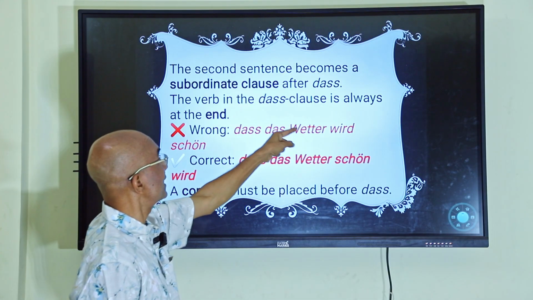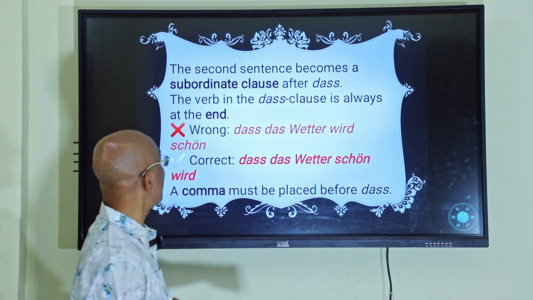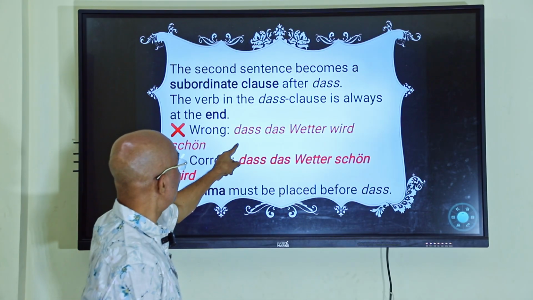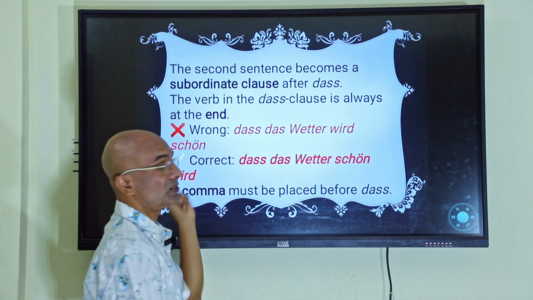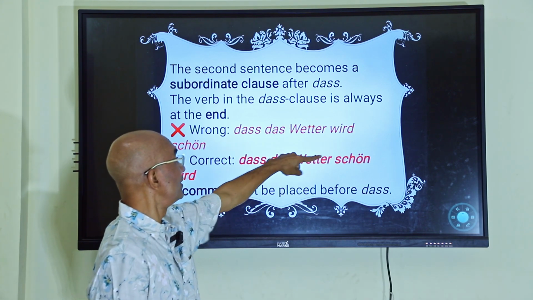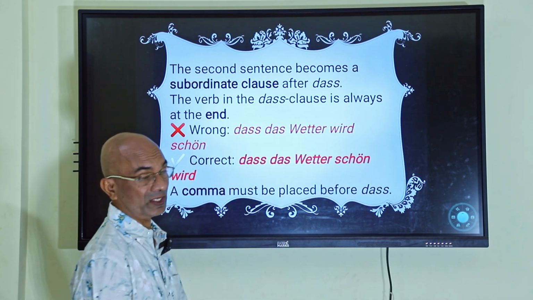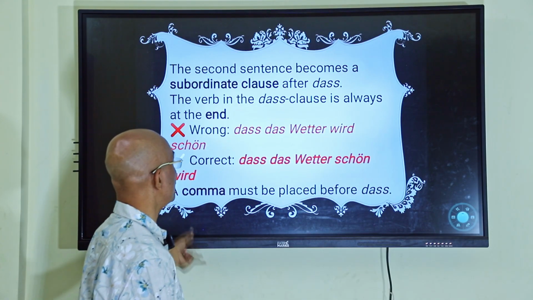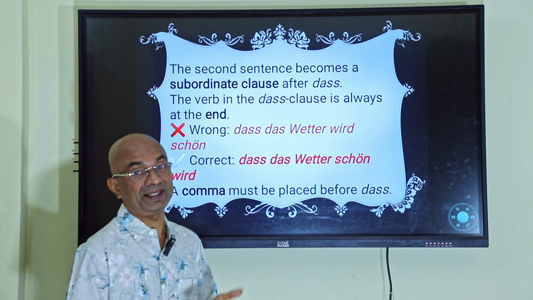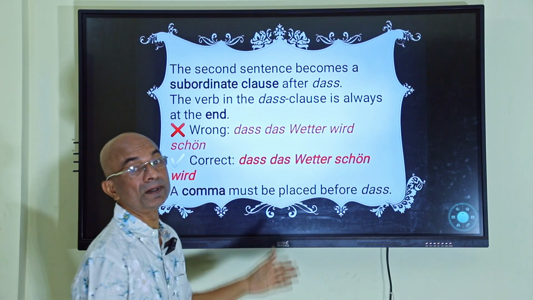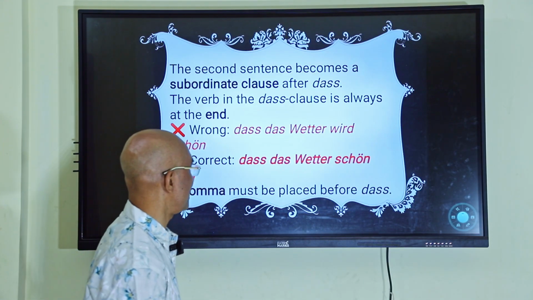So the verb in the dass clause is always at the end, and it is wrong to say after dass, dass wetter wird schön. No. Correct is dass das Wetter schön wird. So the verb goes to the end of the sentence.